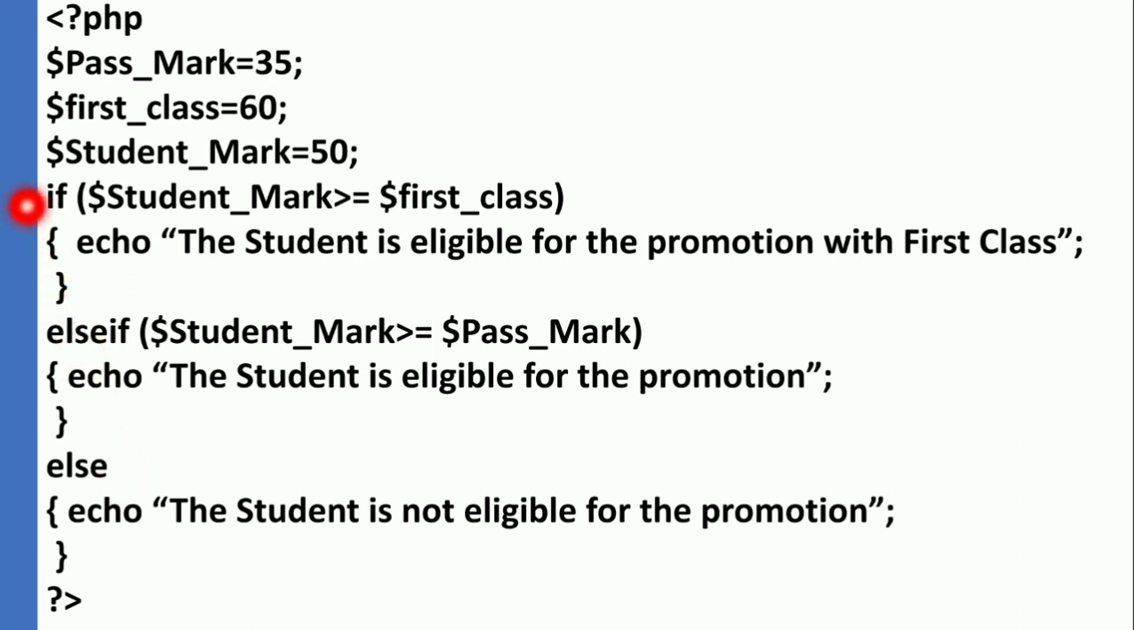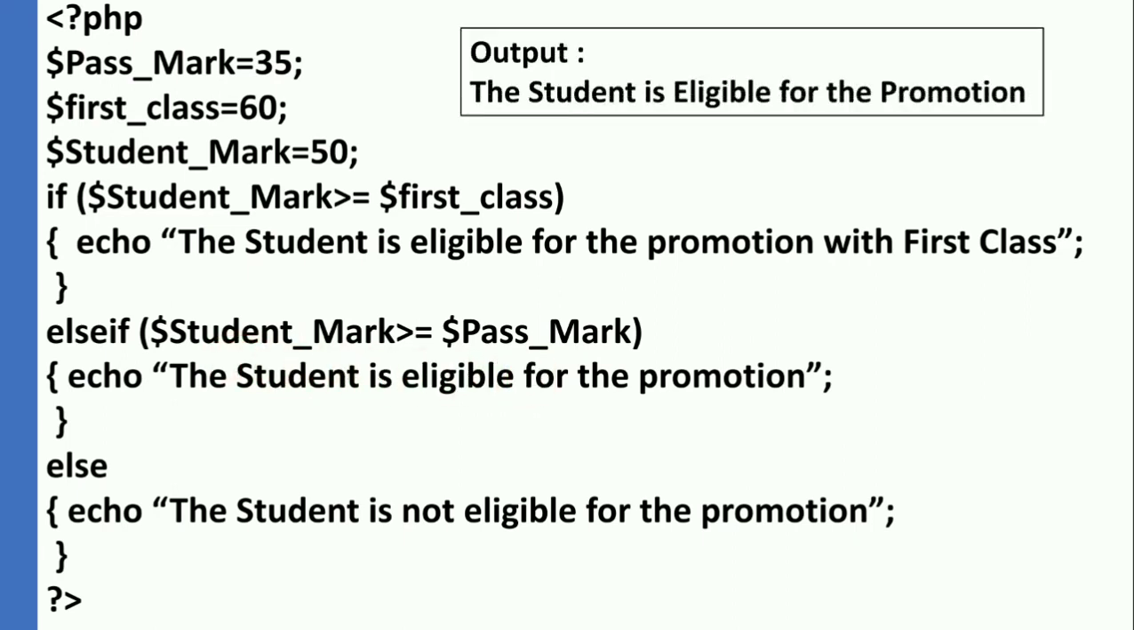We do have three choices. From these three choices you are going to select only one, that is the else if statement, because the condition given here is satisfied. So the output is: student is eligible for promotion. Yes, this is your output. In case this condition is false, without checking any condition you can move to the else statement.